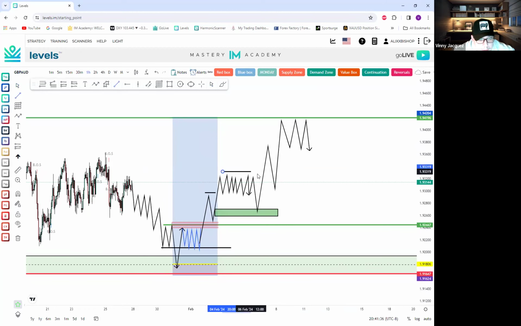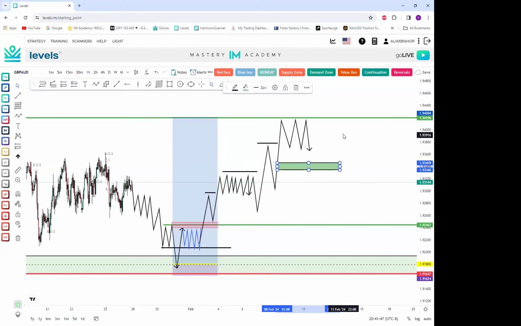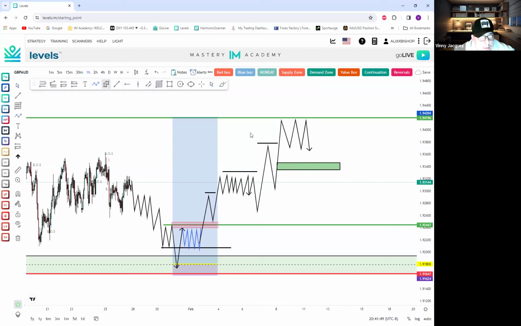We broke above. We gotta play. We broke above. What do you think is in this area, guys? Starting point. Boom. Let market do what it do.